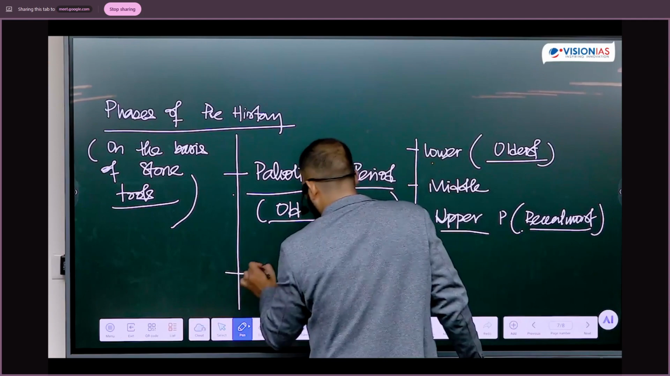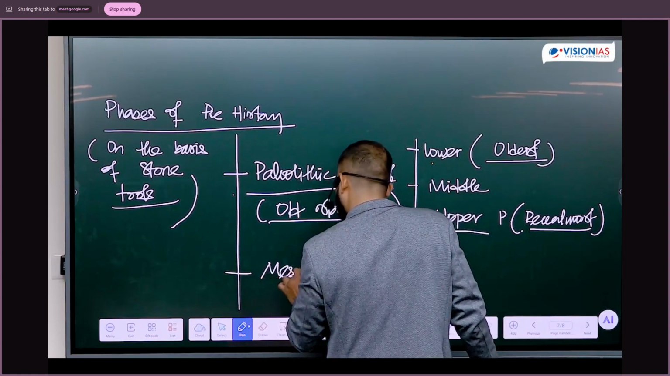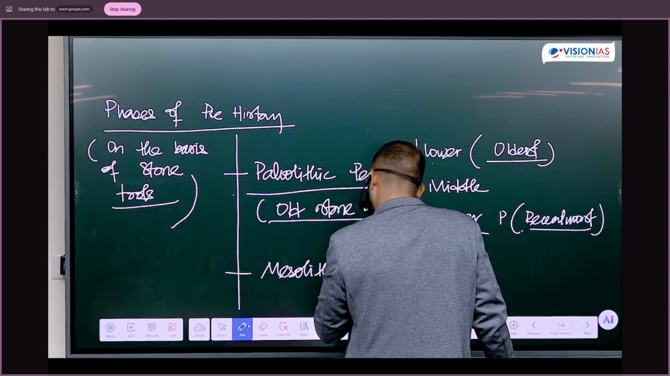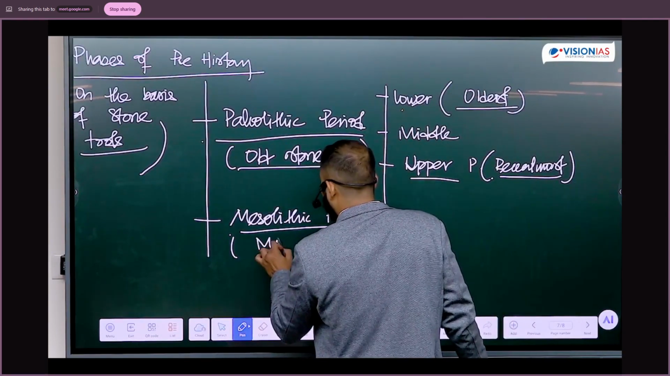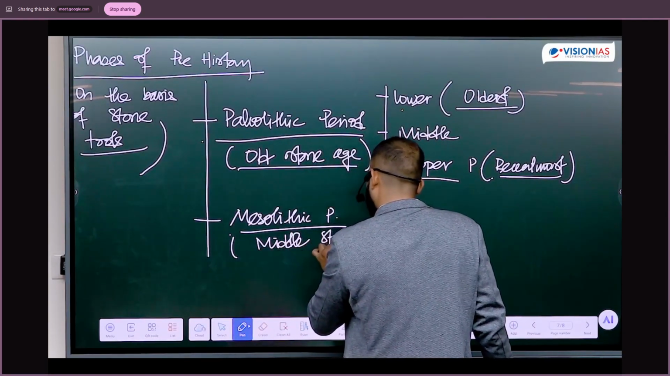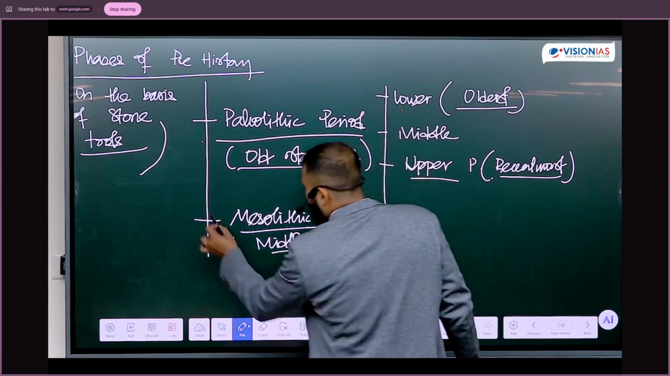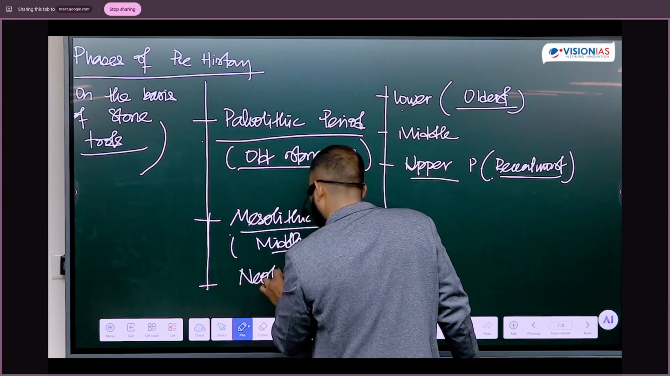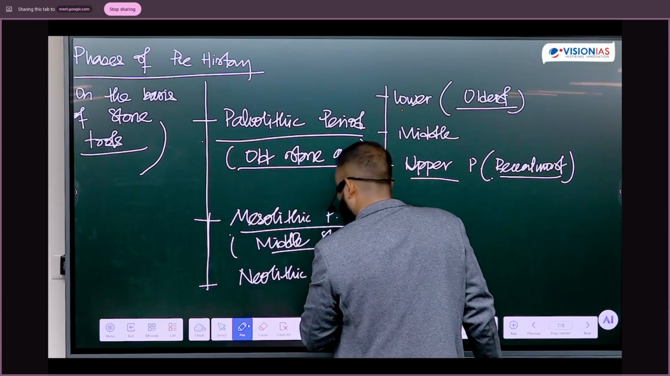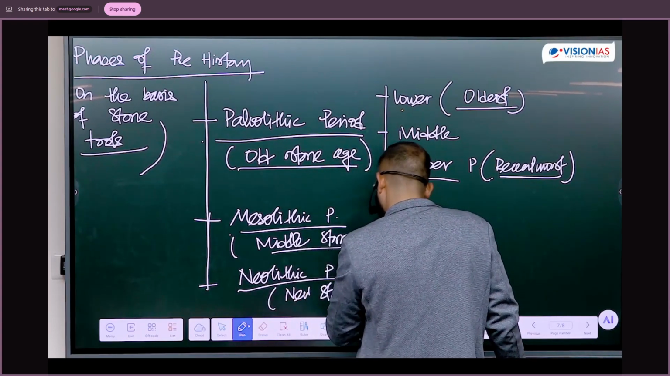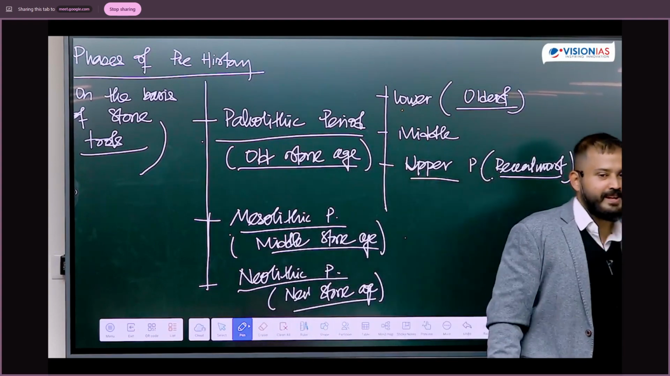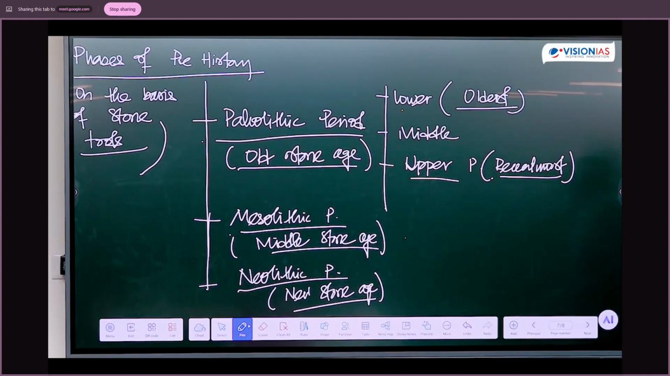Paleolithic period followed by Mesolithic. Mesolithic period. That is, what is it? Middle Stone Age. And we have Neolithic. Neolithic. That is New Stone Age. Mesolithic and Neolithic.